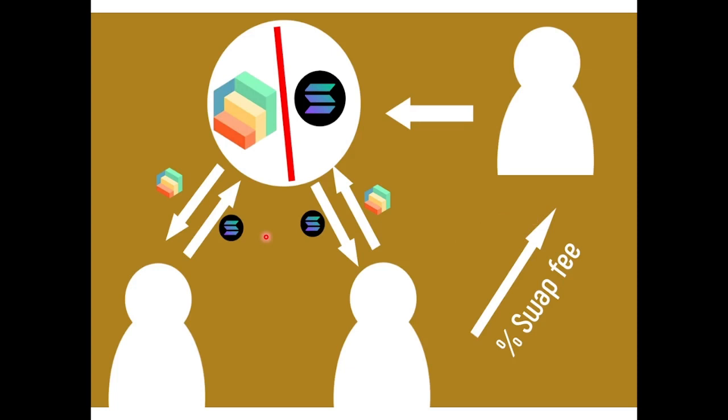For example, if there is a liquidity pool that contains Step tokens and Solana tokens, anybody who wants to exchange their Step tokens for Solana tokens, or their Solana tokens for Step tokens, interacts with this liquidity pool in order to perform that operation.